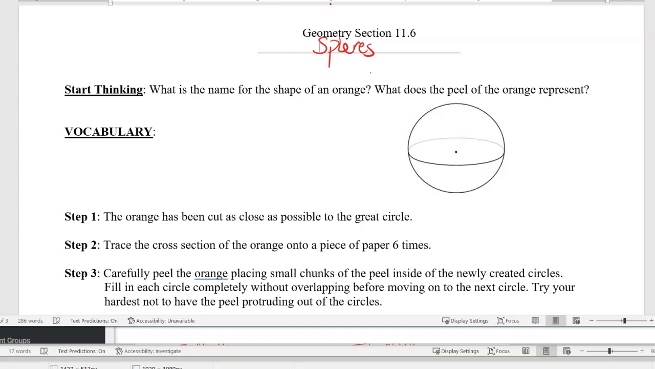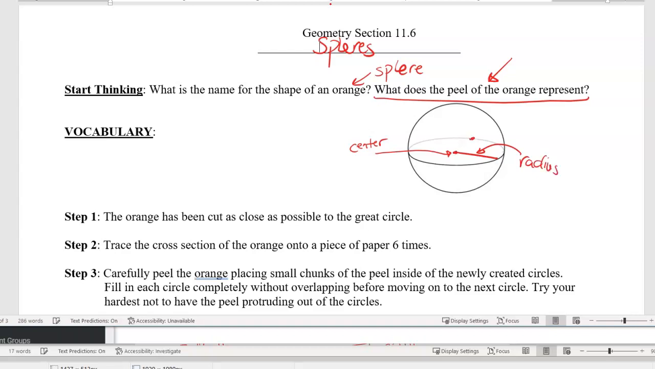So the first part says, what is named for the shape of an orange? And it's obviously a sphere. Before we jump into this part right here, I just want to go over the anatomy of a sphere. We have this part right here, which is the center. If you ever go from the center to any point on the sphere, that is going to be called a radius.